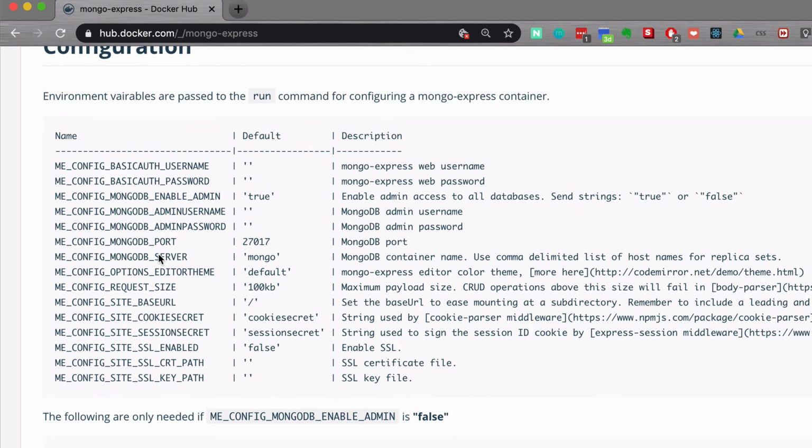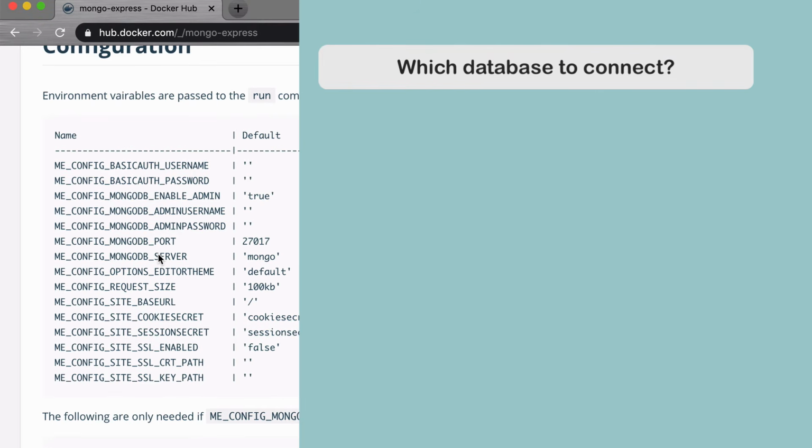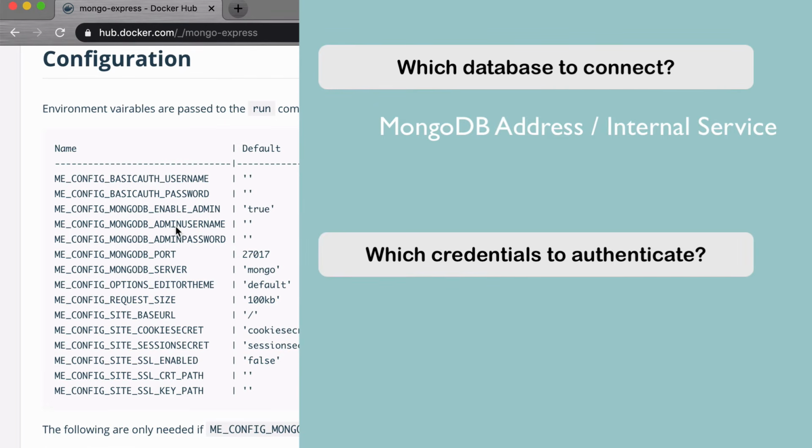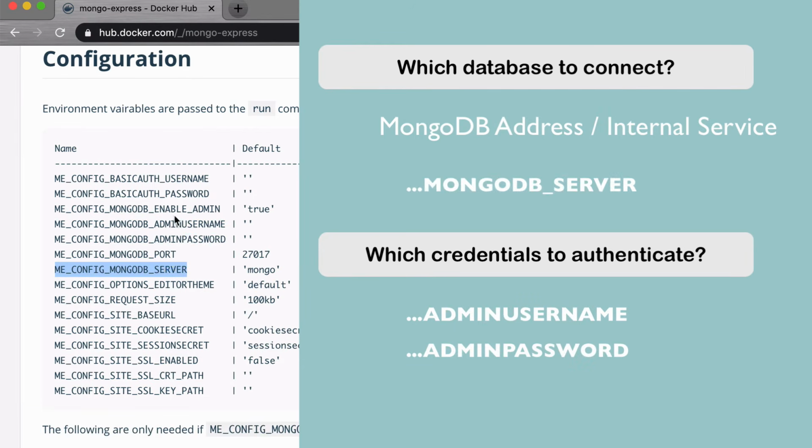So obviously we need three things for MongoExpress. We need to tell it which database application it should connect to. So obviously we need to tell it the MongoDB address, the database address it should connect to, the internal service, and we're gonna need credentials so that MongoDB can authenticate that connection. And the environmental variables to do that are gonna be admin username, admin password, and the MongoDB endpoint will be this here. So these three environmental variables we need.